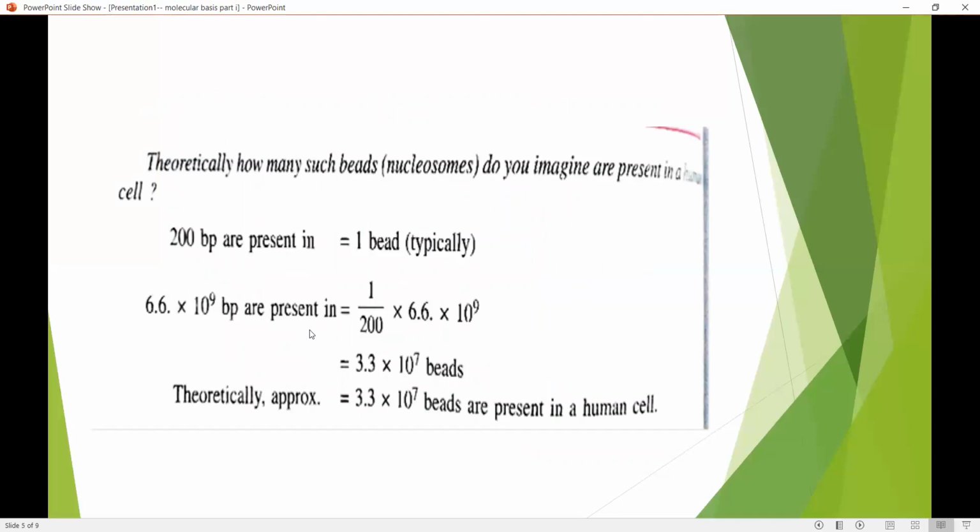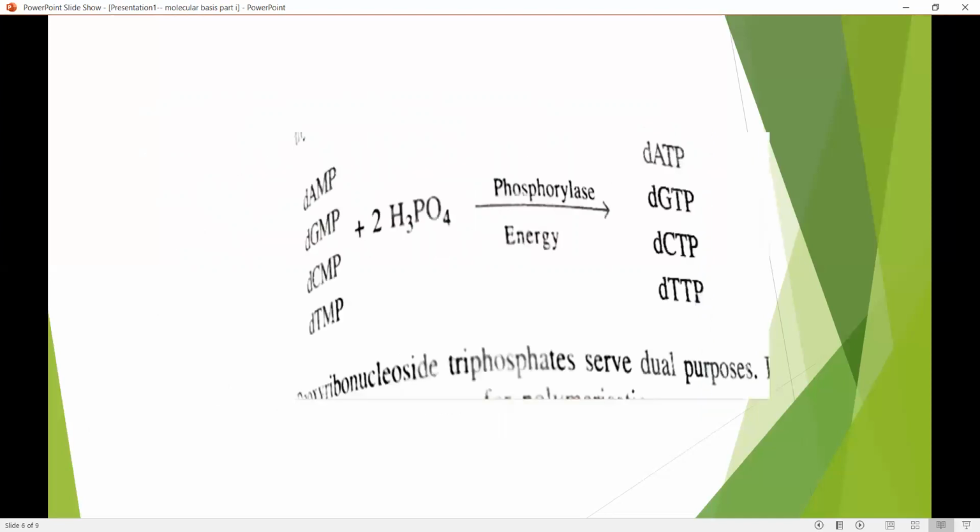So how many beads or nucleosomes are present in a particular human cell? In a human cell, each bead or nucleosome has about 200 BP, where BP means base pairs, present in one bead. So in the case of a human cell, we find 6.6 into 10 to the power 9 BP. So the total will be 3.3 into 10 to the power 7 beads in a human cell. Theoretically, approximately, we can say that per human cell, 3.3 into 10 to the power 7 beads or nucleosomes are present.